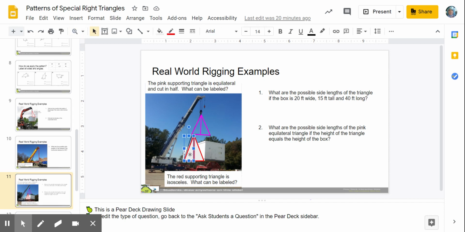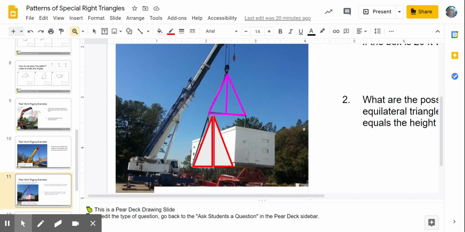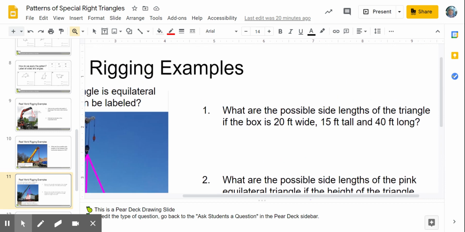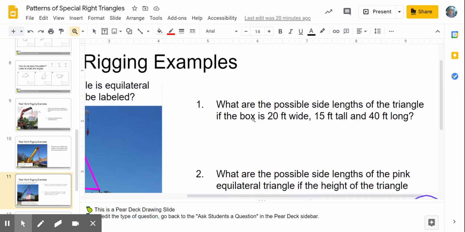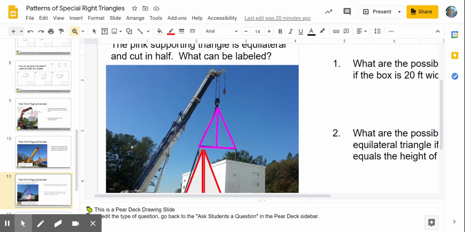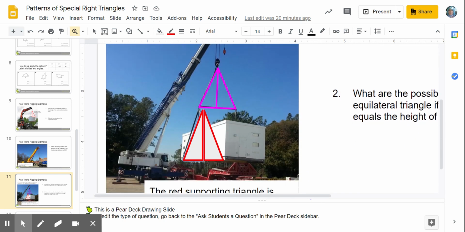So let's come here. We've got a red triangle and a pink triangle. Oops, I thought I was making it bigger. Let's read our words first. What are the possible lengths of the triangle if the box is 20 feet wide, 15 feet tall, and 40 feet long? So 20, 15, and 40. I think we're talking about the red here. So if this is 20, and this is 15, and this is 40, what do we know about that triangle? Or what can we estimate about that triangle?